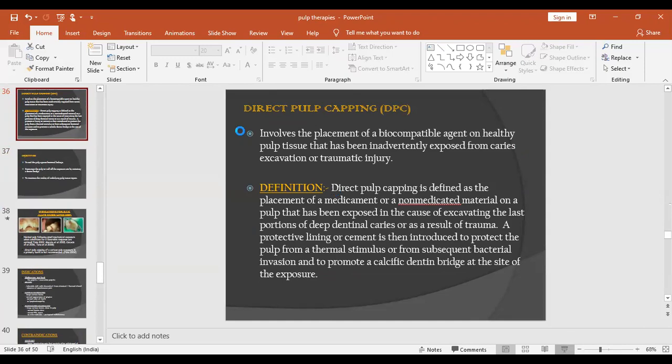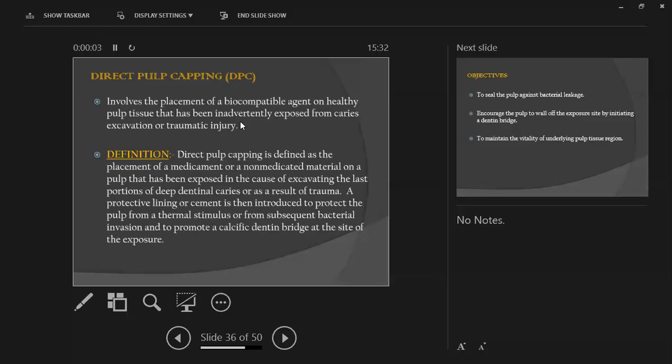So next part is direct pulp capping. What do you mean by direct pulp capping? Direct pulp capping is when the pulp is exposed, either because of mechanical trauma or because of carious exposure, and you place a suitable medicament on top of the exposed pulp and give a restoration. So that is called direct pulp capping.